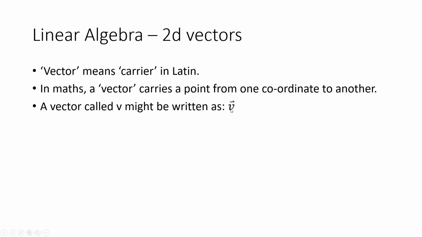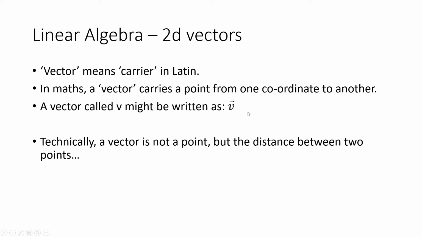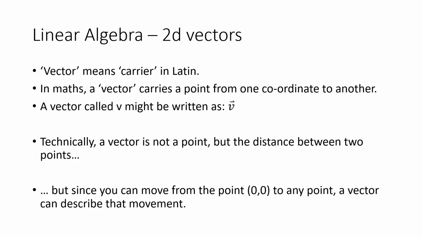Vector v might be written like this, v with an arrow on top, or sometimes even that kind of half arrow shape. Technically a vector is not a point, but the distance between 2 points. But since you can move from the point 0, 0 to any point you like, a vector can describe that movement and it can effectively refer to a point by doing that.